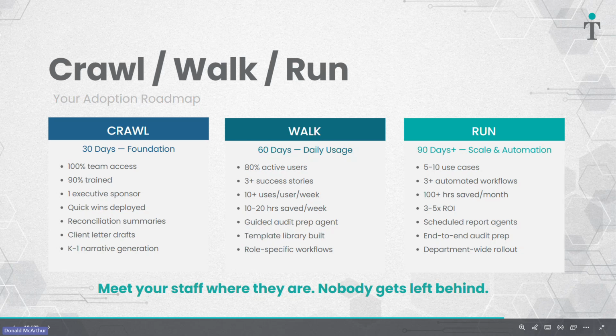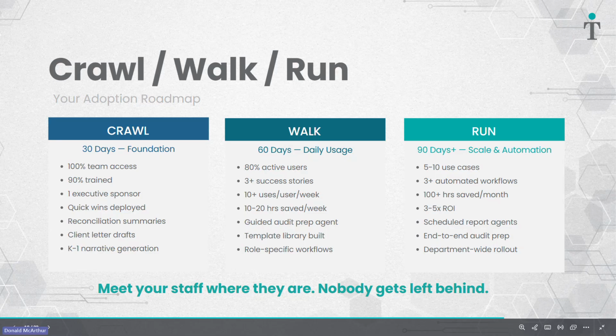When it comes to the walk, people have used it for a while, so they understand chat and how to use the actual platform. Our main goal is that 80% of your users are active. They're actually using it. You're already seeing 10 to 20 hours saved per week, and you're starting to get real momentum when it comes to AI.